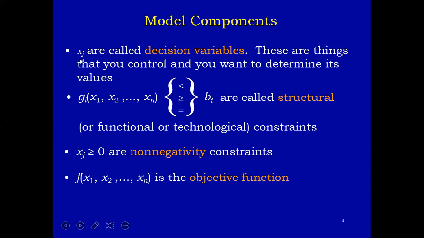So where x, j are called decision variables, these are things that you control and you want to determine its value. The constraints on the n decision variables are called structural or functional or technological constraints or limitations, or conditions. xj will be non-negative, called non-negativity restrictions or non-negativity constraints, and the function we have to optimize, or maximize or minimize, is called the objective function. We have to remember this one.